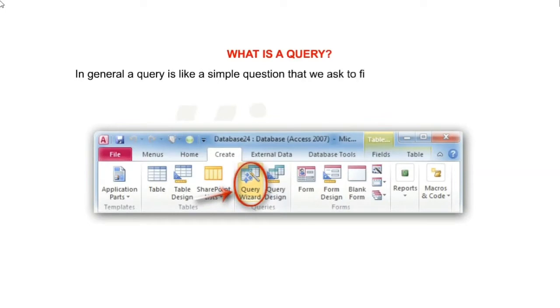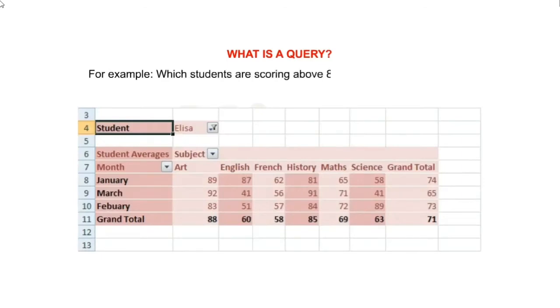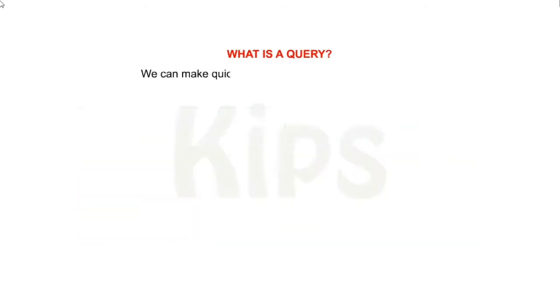In general, a query is like a simple question that we ask to find specific information from the database. Similarly, in Access, when you build a query, you are defining specific search conditions. You can use queries to view, change, summarize, and analyze specific data in different ways. In our daily life, we form several types of queries to get specific information. For example, which students are scoring above 85% marks? Which students live in Sector 4, Chandigarh? And so on. We can make quick decisions depending on that criteria.